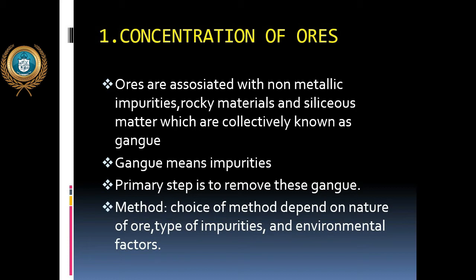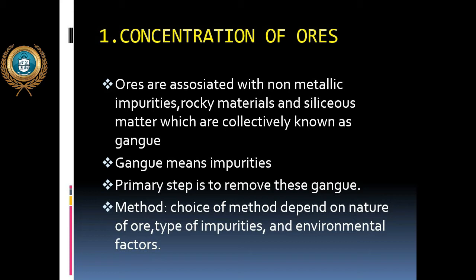So first, concentration of ore. Here the ores are associated with non-metallic impurities, rocky materials, and siliceous matters, which are collectively known as gangue. As we already discussed, in the concentration of ore, the main motivation is just to remove the impurities. Here gangue means impurities. Generally in chemistry, we call those impurities gangue. Removing the gangue impurities is the primary step in the concentration of ore.